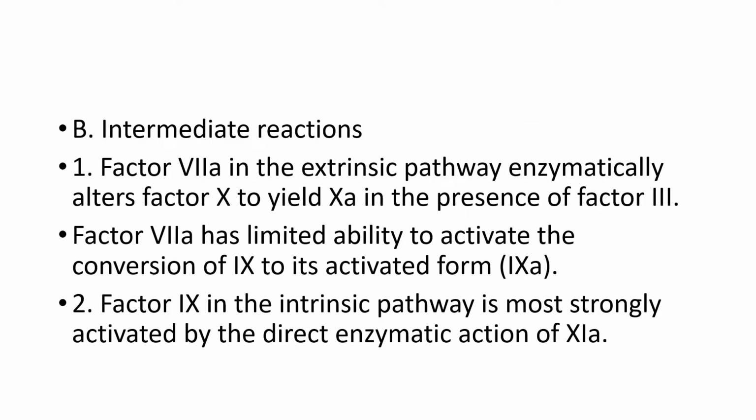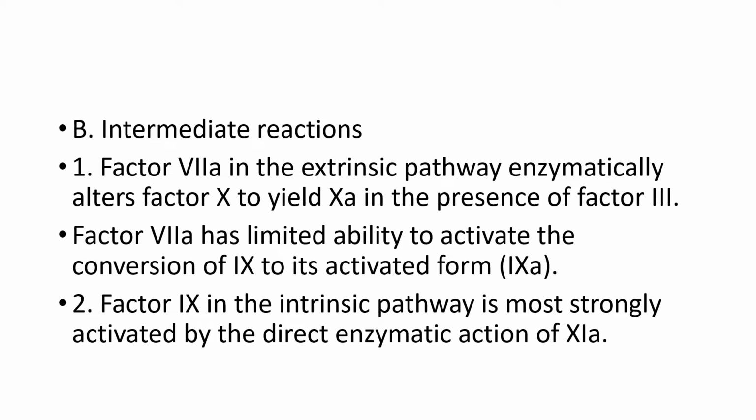Intermediate reactions refer to those events that happen in between the initiation phase and the final formation of the blood clot. Number one, factor 7A, which is in the extrinsic pathway, can convert factor 10 to become 10A in the presence of factor 3. Factor 7A can also activate factor 9 to 9A. This is in the intrinsic system. Okay, however, it's very limited.